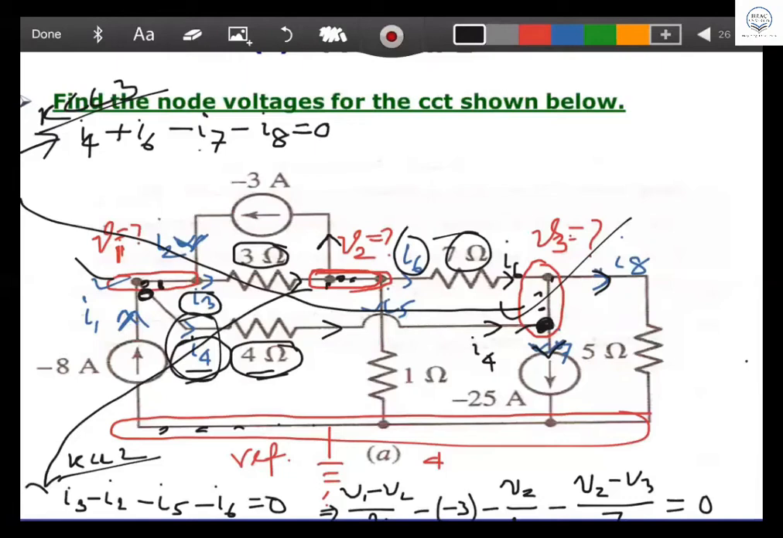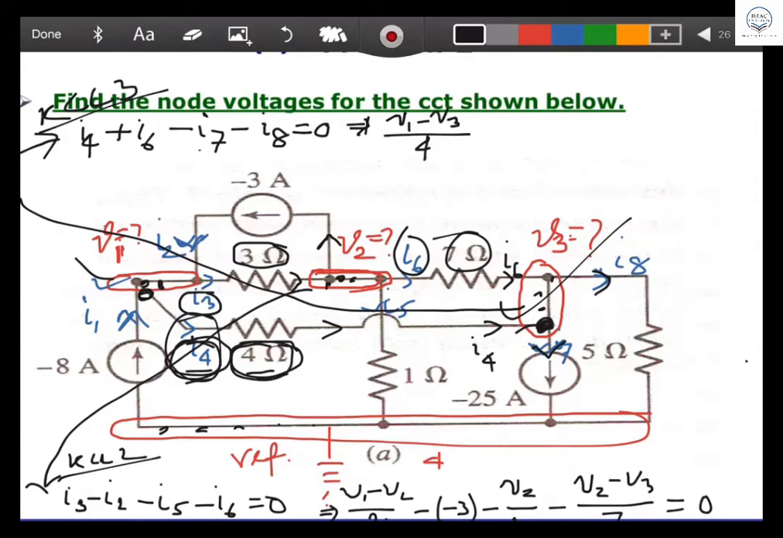Now I4, what is I4? I4 is the same as what we have written last time. I4 means what? V1 minus V3 divided by 4. This is your I4. Look at it. I4 is the current, 4 is the resistance, and the voltage is V1 minus V3.